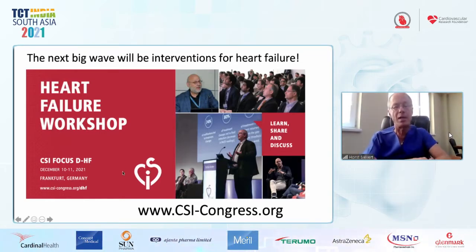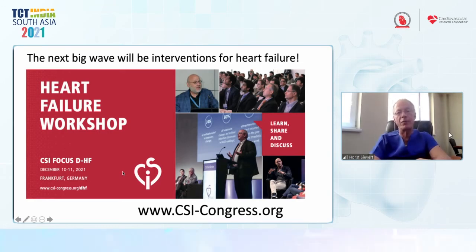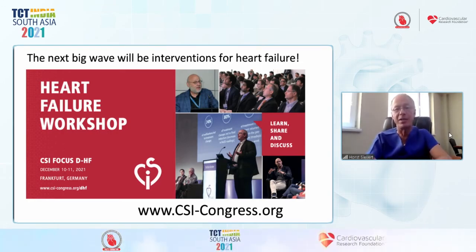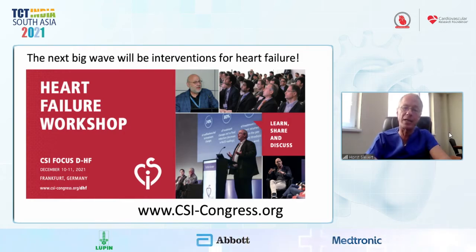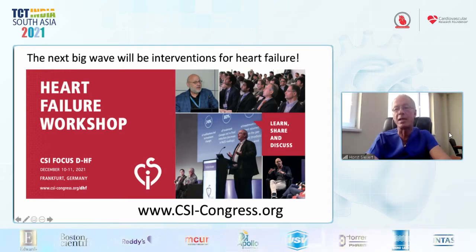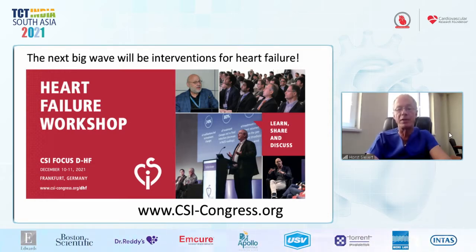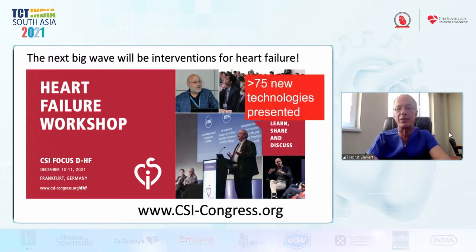which is conducted in Europe every year from CSI, which is not the Cardiac Society of India, it's the Congenital Structural Heart Intervention Society. And we have a dedicated congress about device-based heart failure. The reason why we initiated this is because this is really the next big wave for interventions, and this is interventions for heart failure.